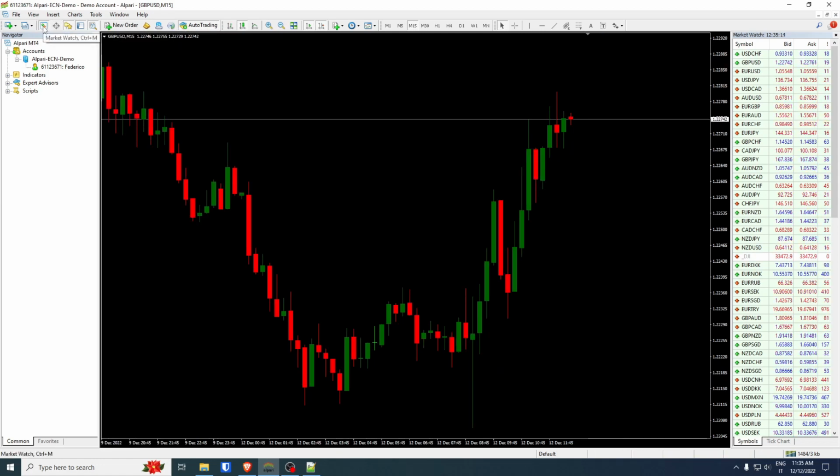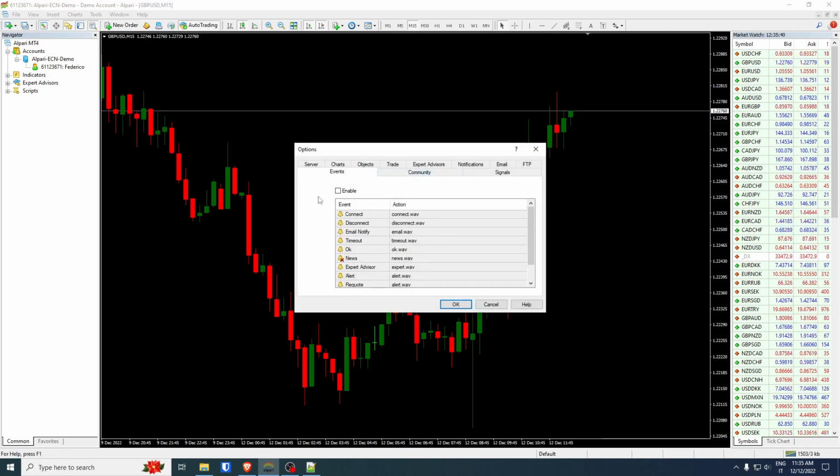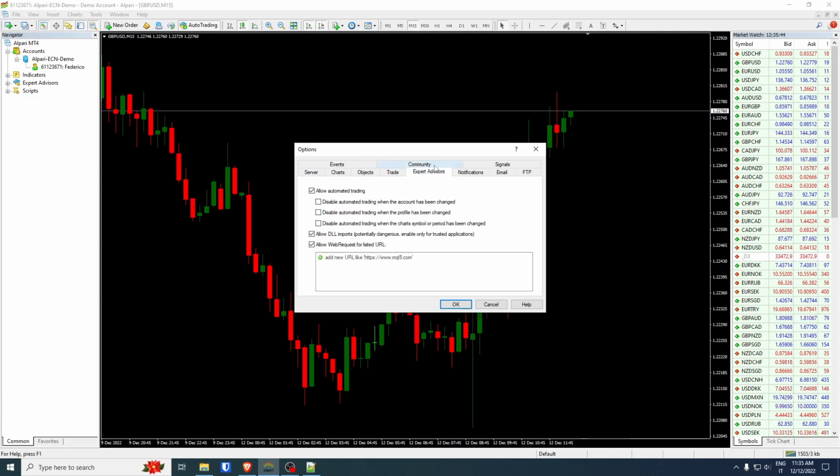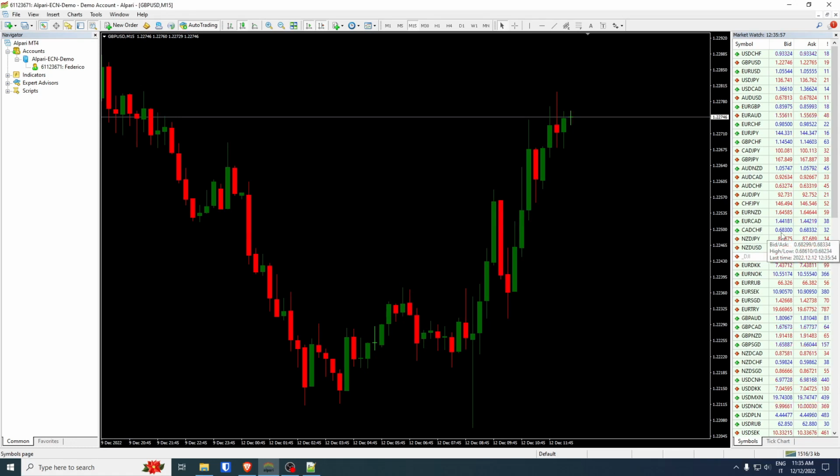Here we have the market watch, that is this one. And then we have create a new chart. Okay, these are the most important things to know for the chart. Now, let's go to tools, options. You can disable the events if you don't want the sound notifications, and enable expert advisors and allow this information so you can use every expert advisor that I will give you. This is everything for the MetaTrader 4.